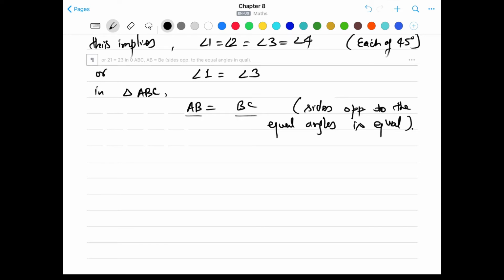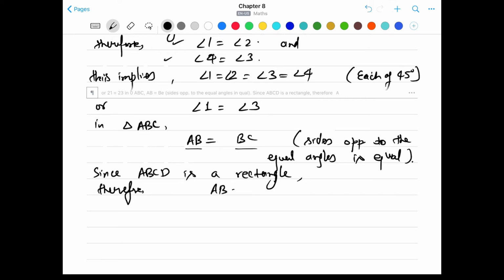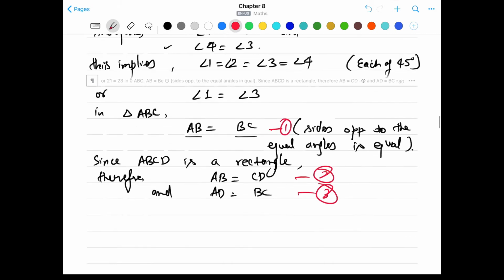So what we got is side AB is equal to side BC, and from the rectangle we have that all four opposite sides are equal. Since ABCD is a rectangle, therefore its opposite sides have to be equal. That means side AB will be equal to its opposite side CD, and AD will be equal to BC. Let's name them equation number 1, equation number 2, and equation number 3.